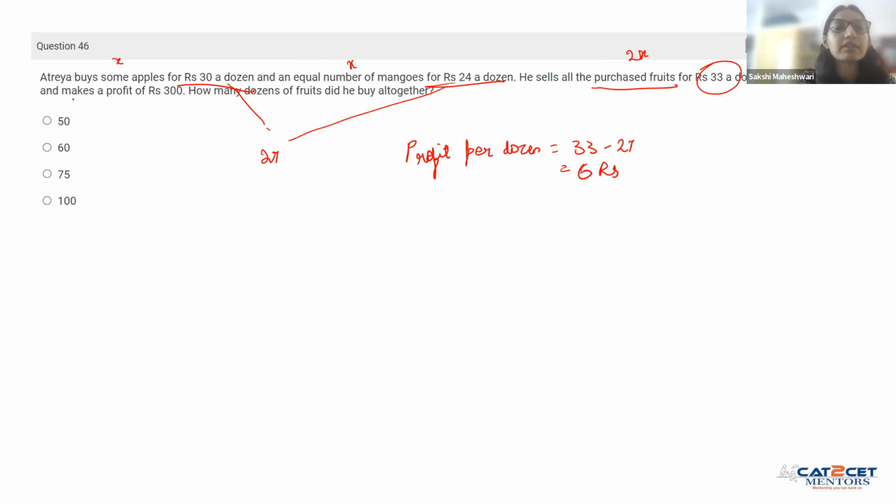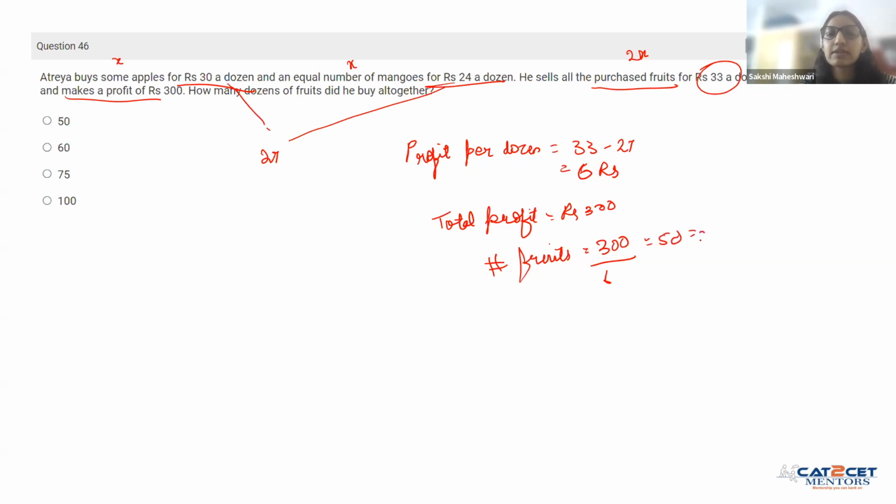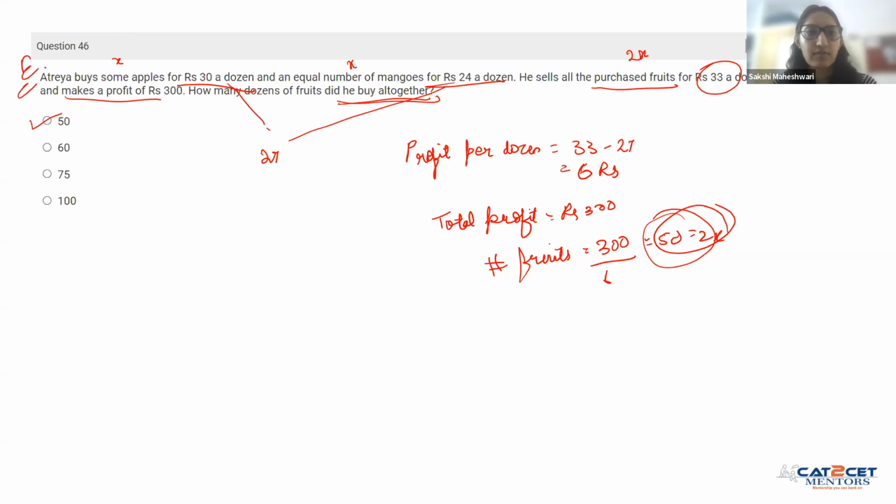And then the total profit is rupees 300. So how many fruits has Atreya sold? That gives you 300 by 6, which is equal to 50. This is 2x. So how many dozens of fruits did he buy together? It has been asked for the total number of fruits only, so that will be 50. Okay, got it? So this is an easy question, and you should have attempted it in the first go.